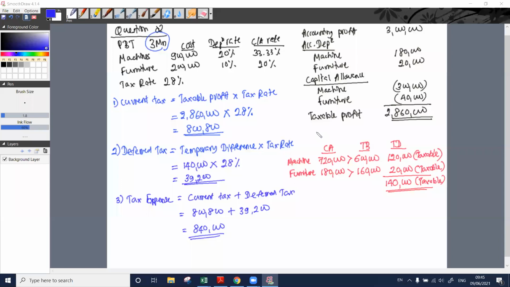So if you know how to do these calculations, and if you know how to define these terms, what do we mean by current tax? What is accounting profit? What is taxable profit? What is deferred tax? What is taxable temporary difference? What is deferred tax liability? If you know these terms, and how to compute current tax, deferred tax, and tax expense, most of the time you can easily gain 8 to 12 marks in your exams.